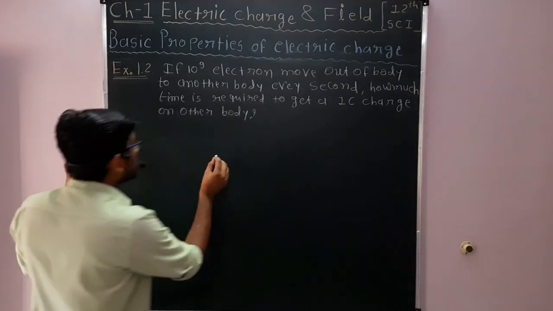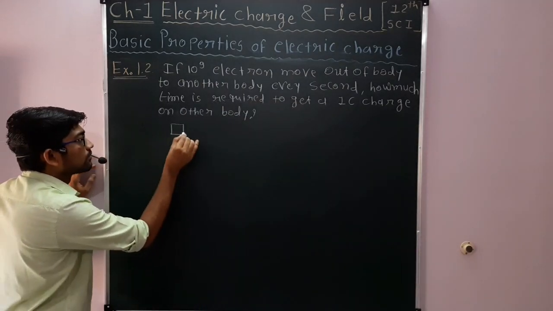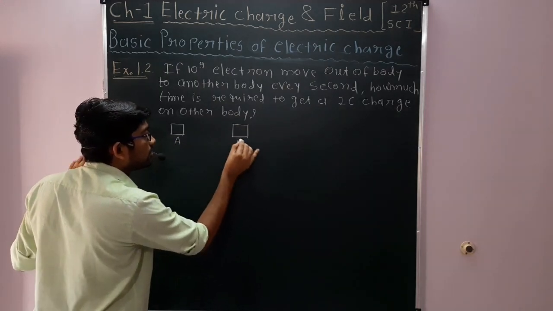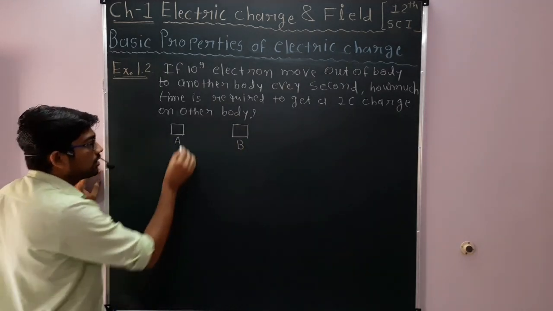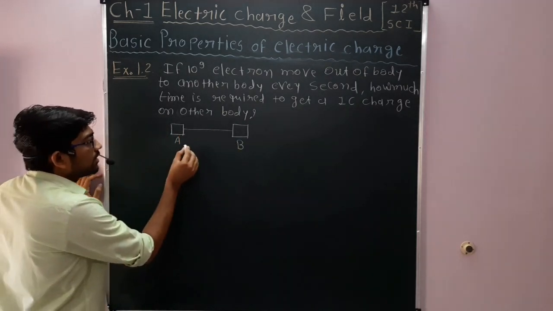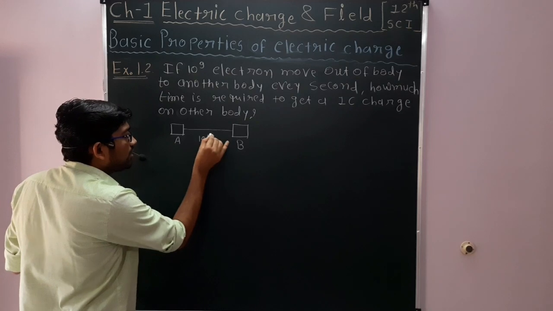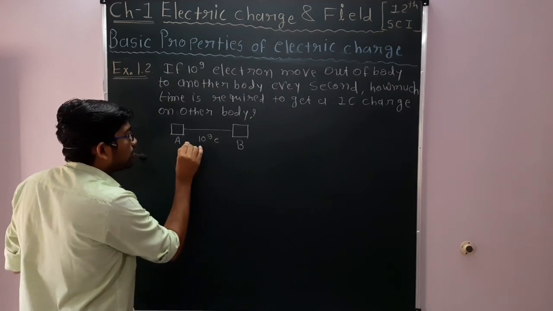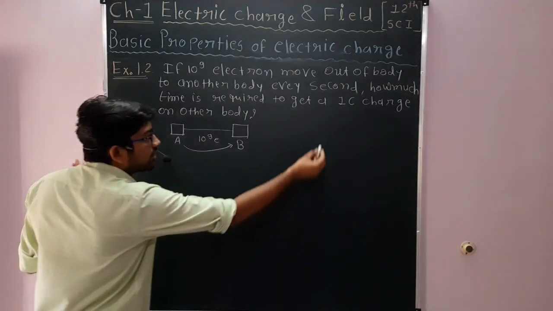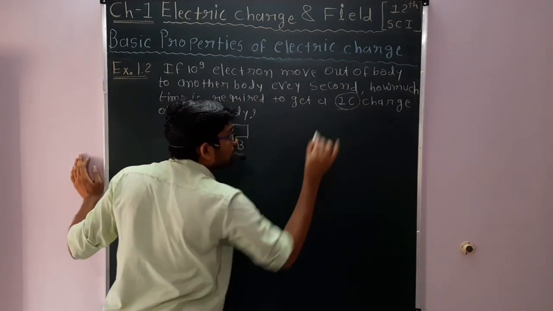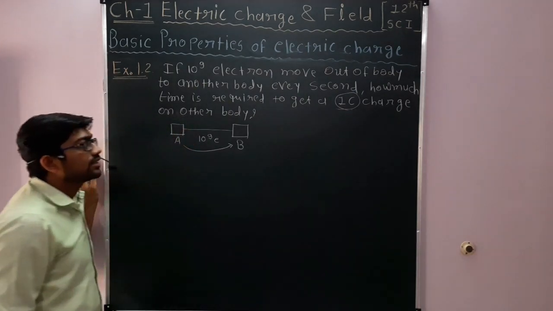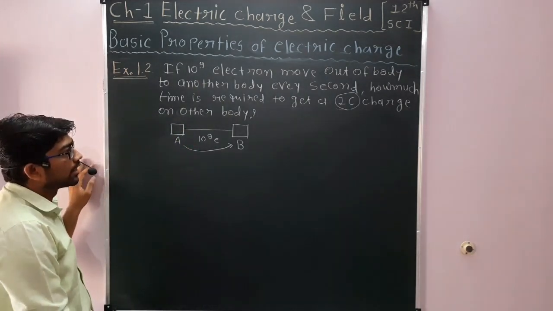Suppose this is the first body A, and this is the second body B, connected by some conducting material. In every second, 10 raised to 9 electrons transfer from A to B. Our requirement is 1 coulomb of charge. So for 1 coulomb of charge, how much time is required?